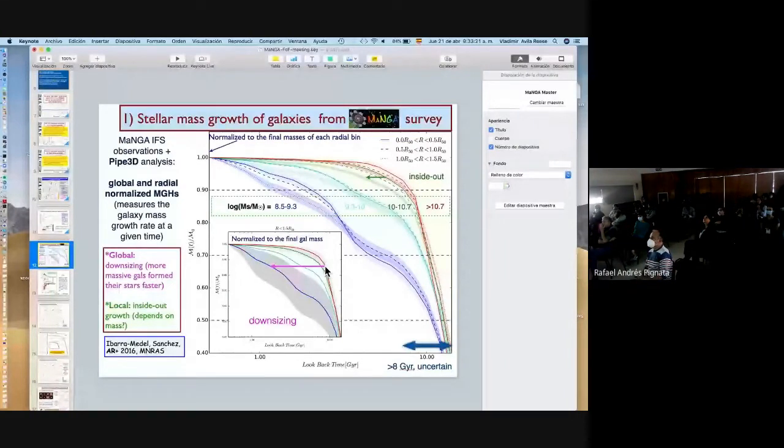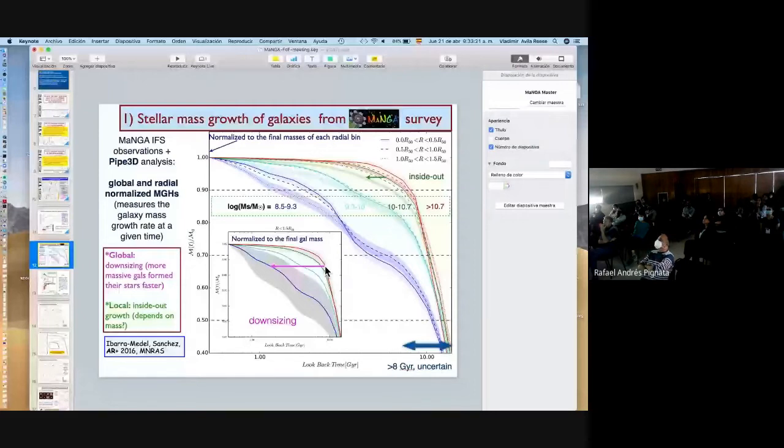But when we separate in annuli, for example, here we show for each mass bin, here we have 4 mass bins, as you can see. For each mass bin, we have the inner, intermediate, and outer radial bins. You can see that galaxies in all the mass bins assemble more or less inside out. The inner bin assembles earlier than the outer bins.